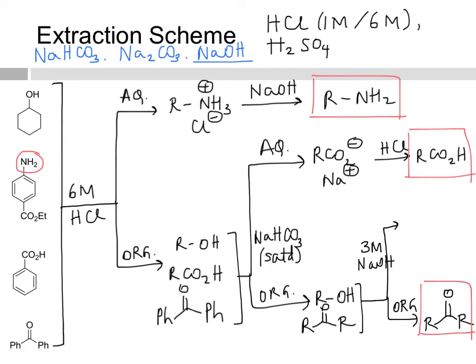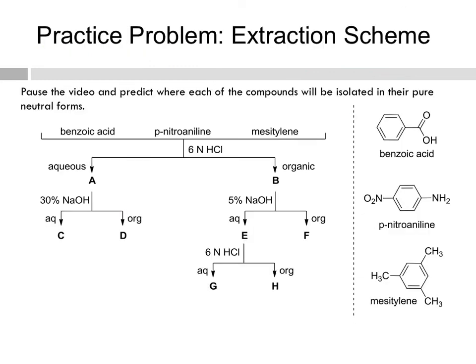In our aqueous layer, what we have is the deprotonated alcohol. So we've got the alkoxide. And what we're going to do is treat this with acid. So we can treat it with mild acid, and we're going to protonate to get our alcohol. And so we've purified our fourth component. Now pause the video and predict in which layer each of these compounds will be isolated in their pure neutral forms.